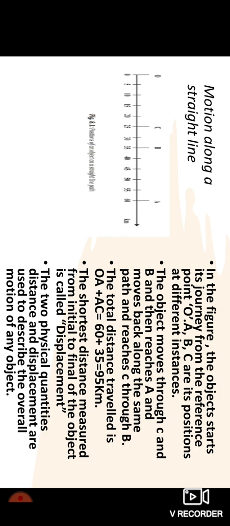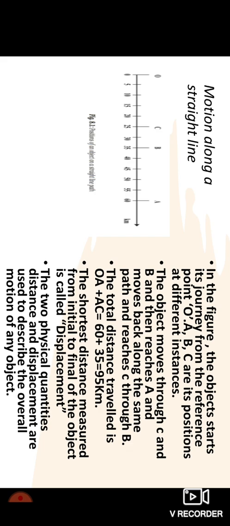In the figure, you can observe that the object will start its journey from the reference point or the origin O. You can see the letters O, A, B and C on the number line given there. So the object is starting from the position O. The object moves through C and B to reach the point A. So from O to C, the distance is 25 kilometer. O to B, it is 35 kilometer, and O to A, it is 60 kilometer.